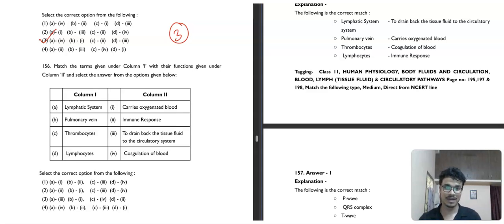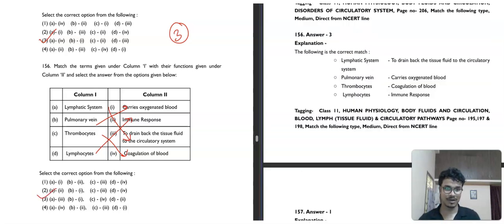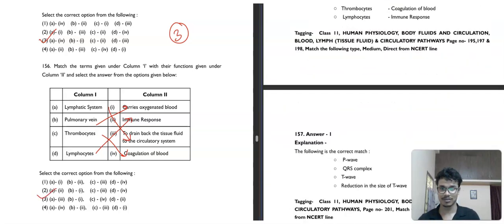So lymphatic system. What is its function? To drain back the tissue fluid to the circulatory fluid. This is the function of the lymphatic system. Then what is the function of pulmonary vein? Pulmonary vein basically carries oxygenated blood from the lungs. Then thrombocytes help in coagulation of blood, and lymphocytes help in immune responses. So the correct answer will be option number 3. Option number 3 will be our correct answer for this question.